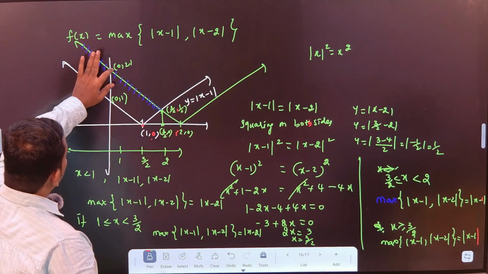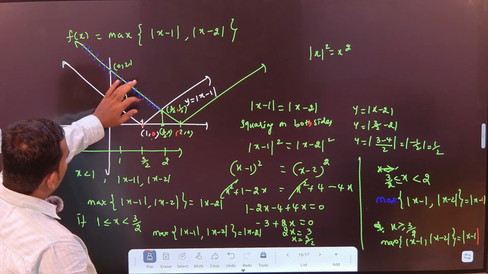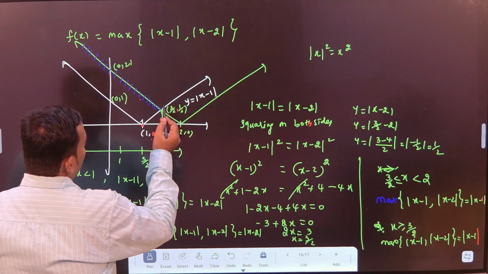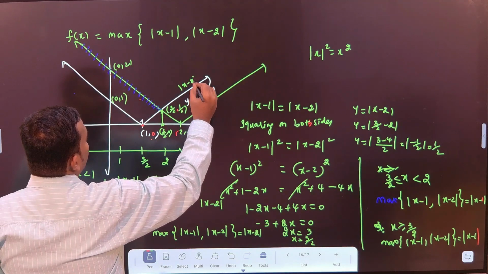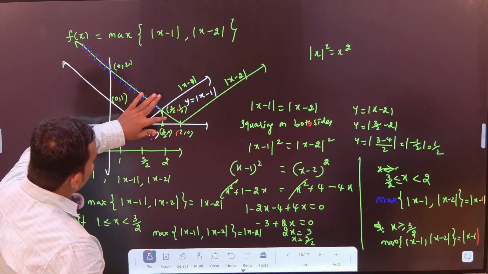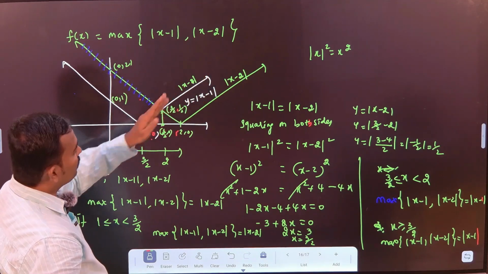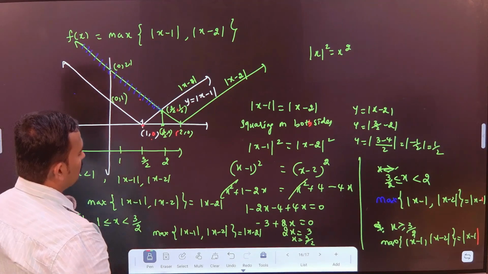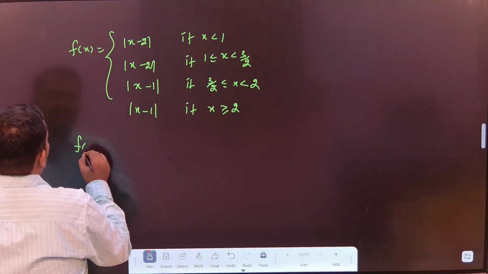So less than 1, the maximum is this one, and 1 to 3 by 2, again the maximum will be this one, mod x minus 2. When you take 3 by 2 to 2, between this graph and this graph, which is the maximum? Mod x minus 2, sorry, mod x minus 1, this one. This is the mod x minus 2 graph. This is your minimum, this is the maximum. When you take more than 2, the maximum dominating here is mod x minus 1 only, right?